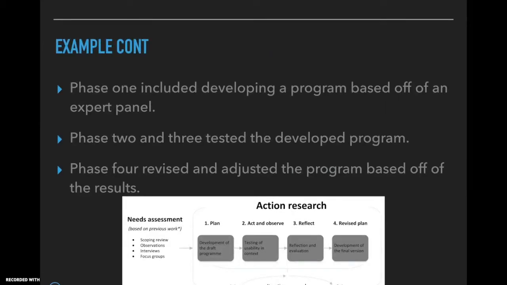So this further illustrates the phases that they used during the study. So phase 1, they developed a plan based off of an expert panel. Phase 2 and 3 was the testing of the developed plan, and phase 4, they revised and adjusted the program based off the results from the previous phases.